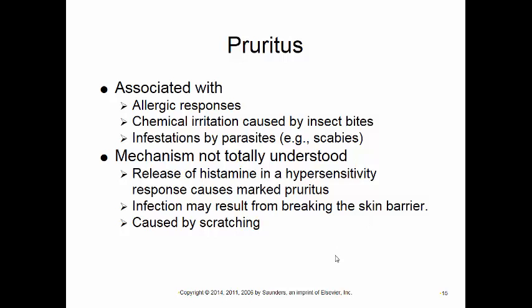Pruritus is the itching. It's often associated with chemical reactions or allergic responses, and even some infestations like parasites, like scabies. The mechanism is not often understood, but it can be a response to histamine being released, especially with certain hypersensitivities. It can result from the breaking of the skin or even be caused by scratching.